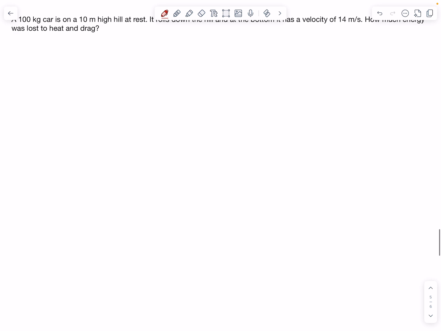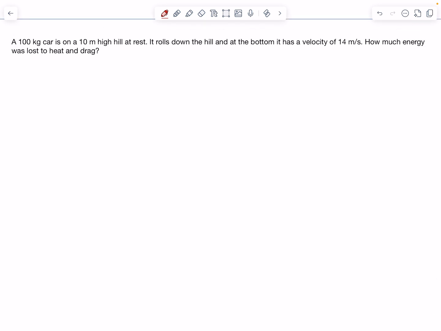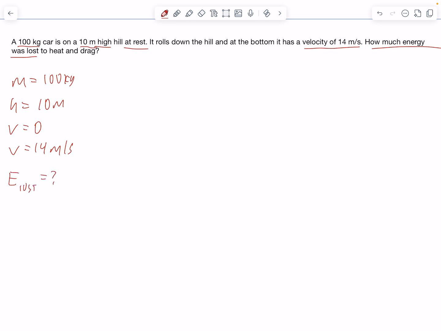All right, last question. Let's pull out some information. We have a 100-kilogram car, 10-meter high hill, at rest. We have a velocity of 14 meters per second, and we're trying to figure out energy lost. Okay, so let's write down what we know. We got a 100-kilogram car. We have a height of 10 meters. We have at rest, and then we have a velocity of 14 meters per second, and we're trying to figure out energy lost.